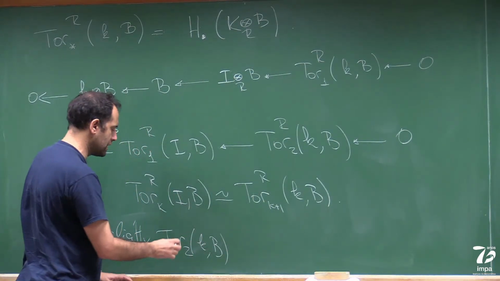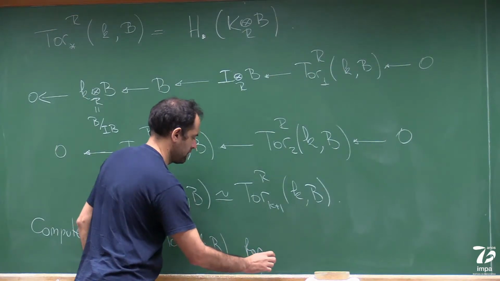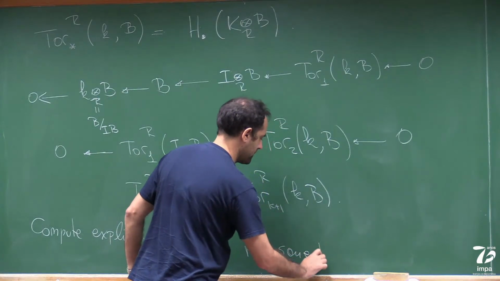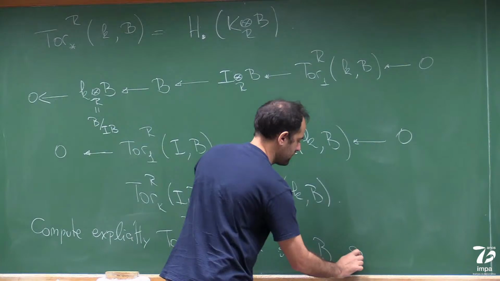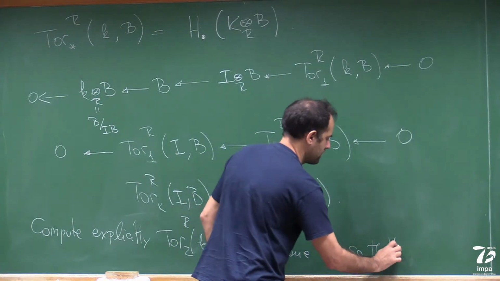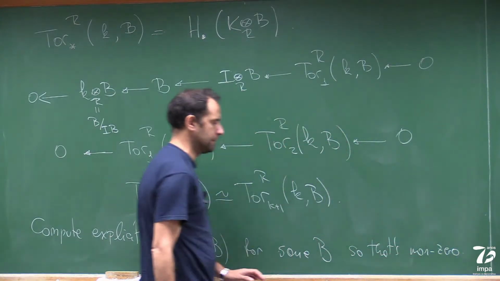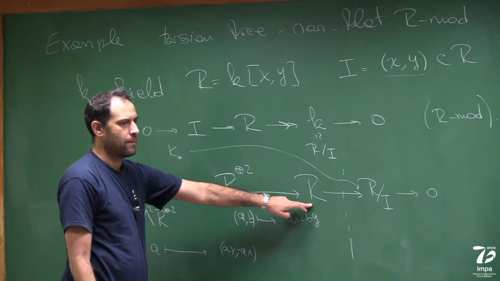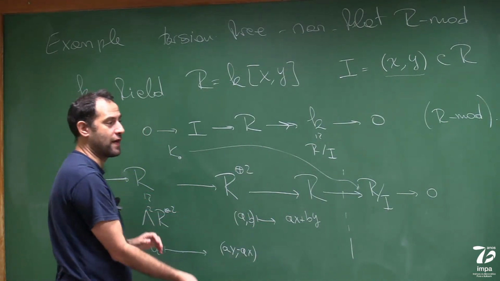For any B, you can do this. But do it for some B such that that is non-zero. So, okay, what are we looking for? We're going to take this guy, tensor it with B, and compute the homology of that thing.